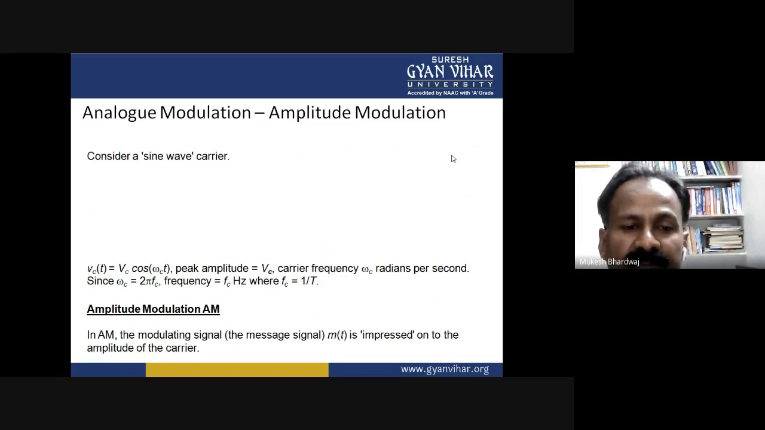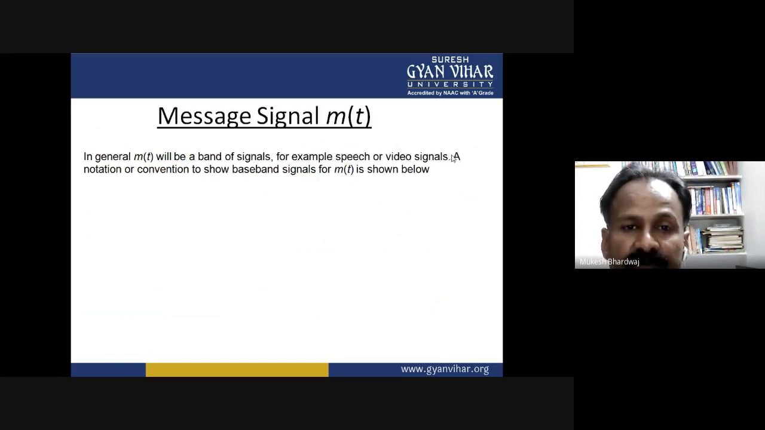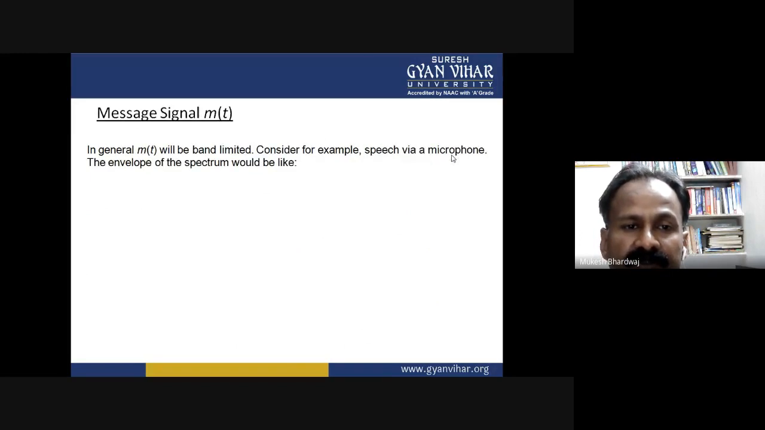Amplitude modulation. In amplitude modulation, the modulating signal, the message signal m(t), is impressed onto the amplitude of the carrier. In general, m(t) will be a baseband signal, for example, speech or video signal. The notation or convention to show baseband signals for m(t) is shown below. In general, m(t) will be band limited. Consider, for example, speech via microphone. The envelope of the spectrum would be like this.